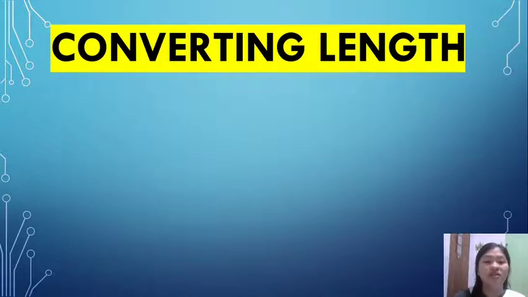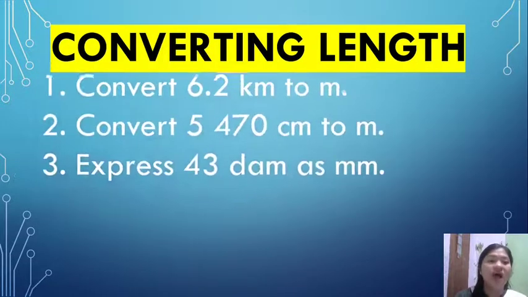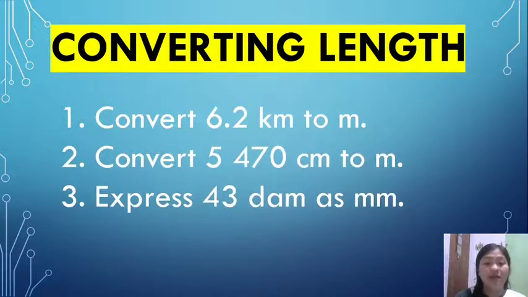Let's say we are going to deal with converting length. For this video, I have prepared 3 examples for each. I think I am going to show you the solution for the first two, and I'll give you time to do the last example. Okay, for number one, you are going to convert 6.2 kilometers to meters, convert 5,470 centimeters to meters, and for you, express 43 decameter as millimeter.